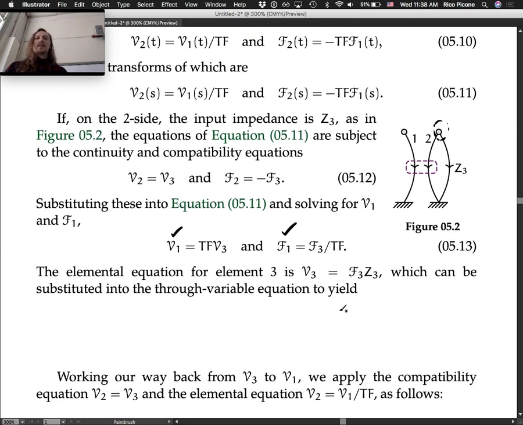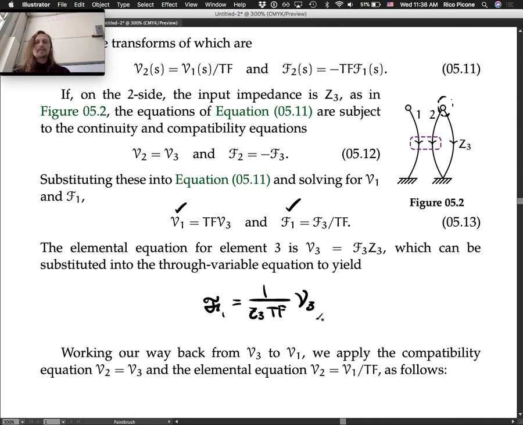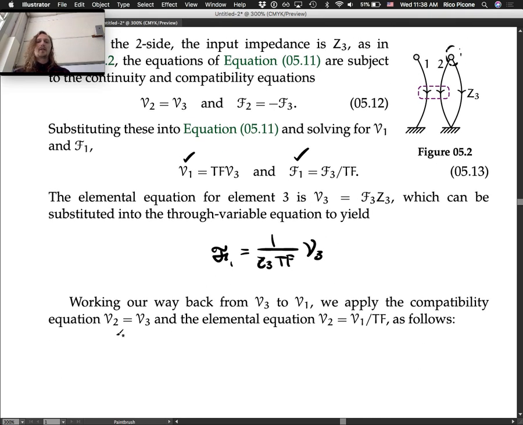So this can be substituted into the through variable equation, for instance, to yield that F1 is equal to 1 over Z3 times TF times V3. And now I'm poised to work our way back from V3 to V1 by applying the compatibility equation.